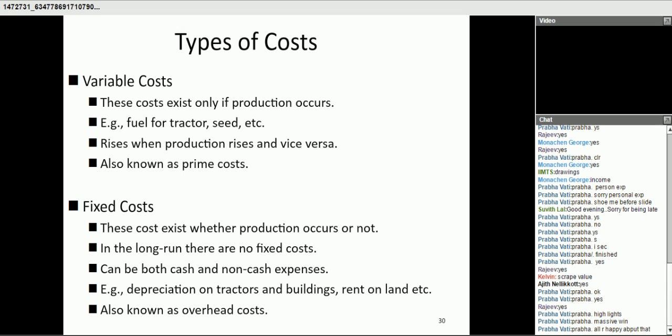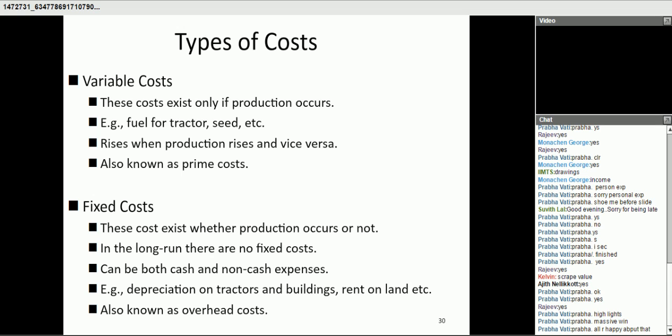Okay. The other example is fuel for tractor. The tractor will run only if it will work on the field or if it's needed to manufacture something. Seeds, the cost of seeds that are put in the soil, that is all a variable cost, and it is directly related to the production. More the production, more will be variable cost. Less the production, and less it will be. The other term for it is prime cost.